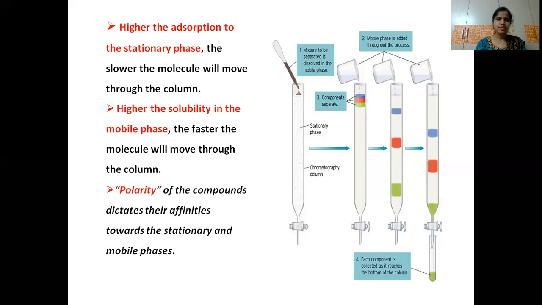All this depends upon the polarity of the compounds. The polarity of the compounds dictates their affinity towards the stationary and the mobile phases. So based on the polarity of the components present in the mixture, their affinity is decided. Based on their affinity, if a component has more affinity towards the stationary phase, it will move slowly, and if it has more affinity towards the mobile phase, it will move fast.